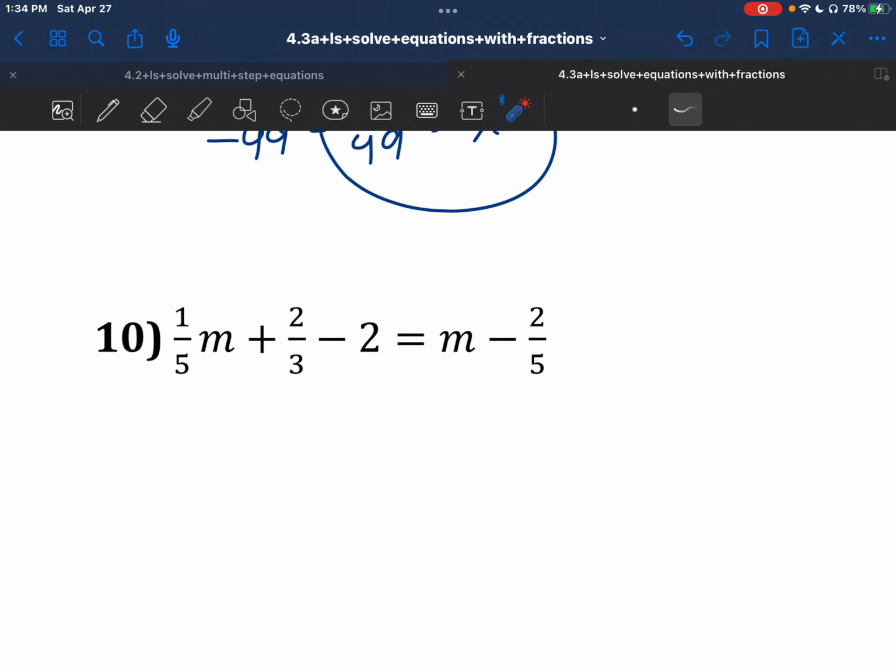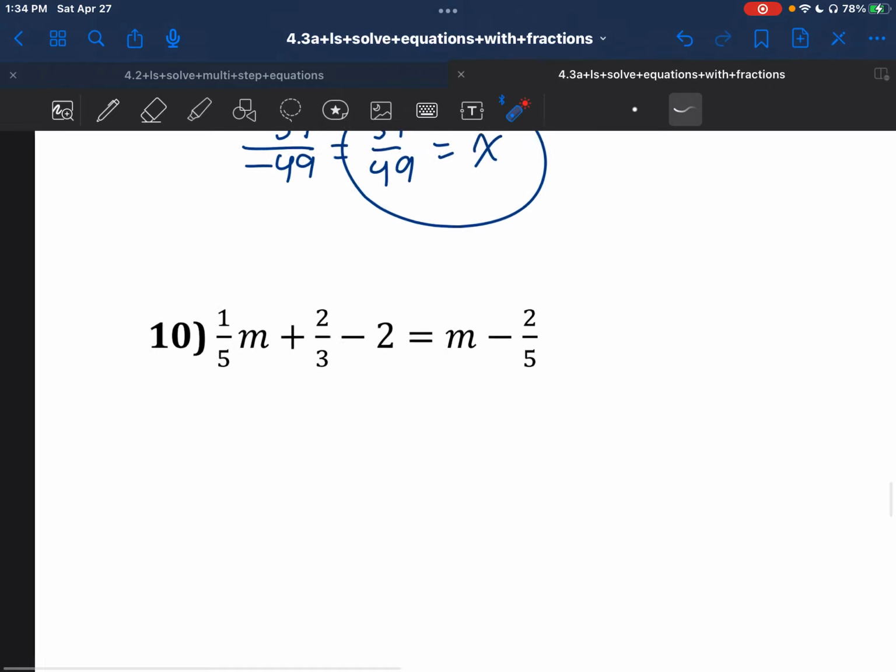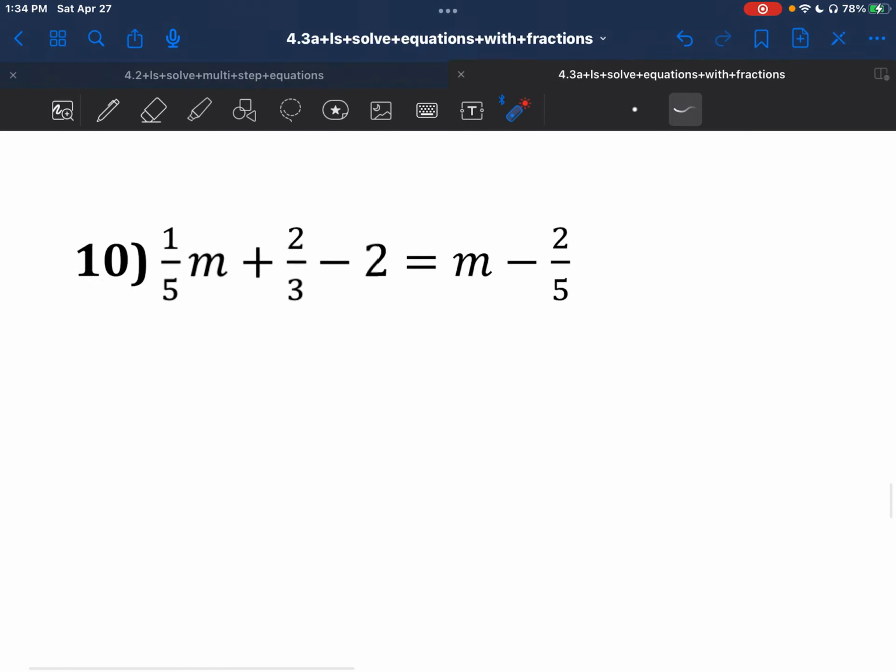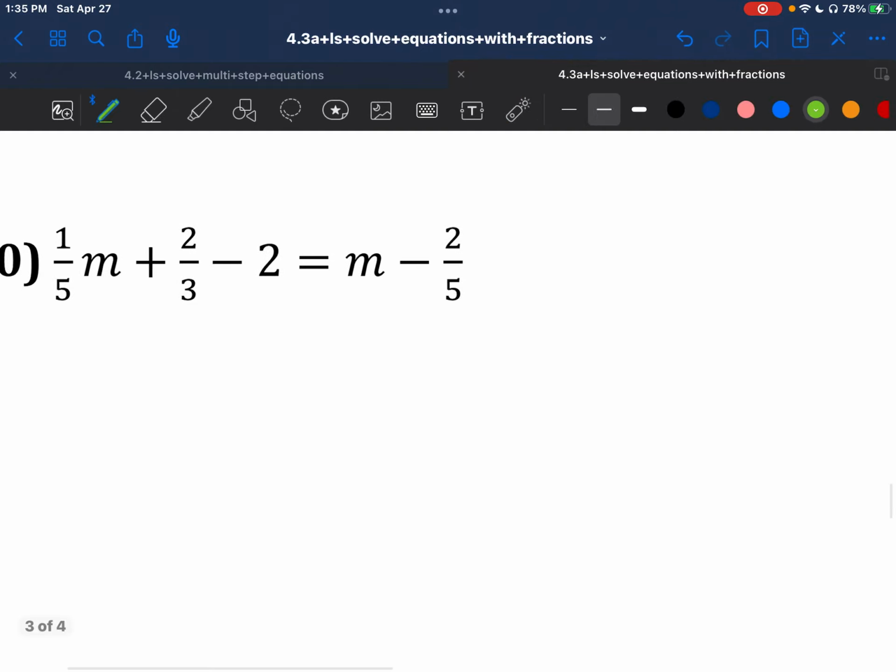Let's try this one. Now this one is a bit longer, but shouldn't be too bad. So make sure each term on both sides is multiplied by the lowest common denominator. So let's think of what we can do here. So our lowest common denominator would be, let's write that out.